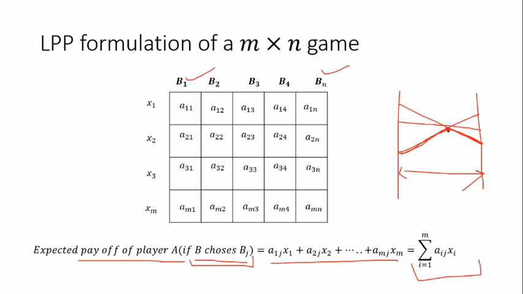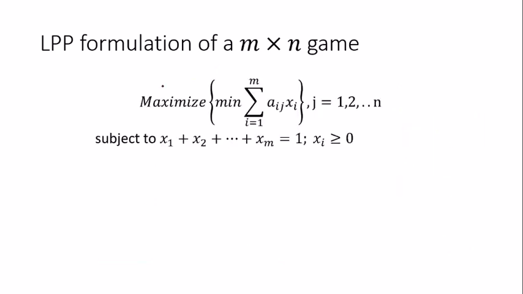So the same logic will continue here to formulate the LPP. These are j values because j has n values from 1 to n. So out of these n values, we will be computing the minimum, which will be a function of xi because xi is a variable, and then we will maximize it. So that gives you the objective of player A, because we are thinking from the perspective of player A. Player A is trying to maximize his minimum expected payoff.